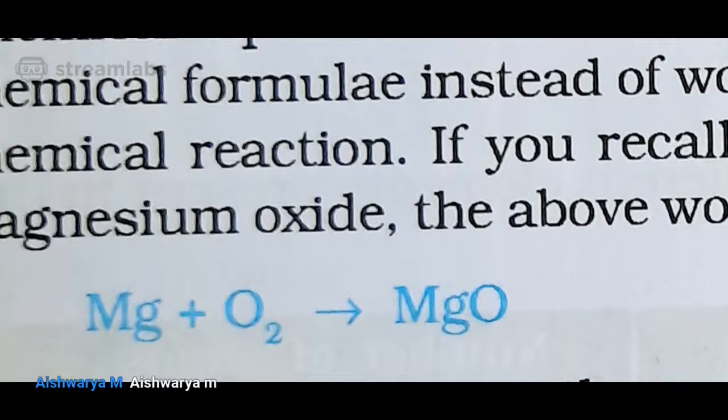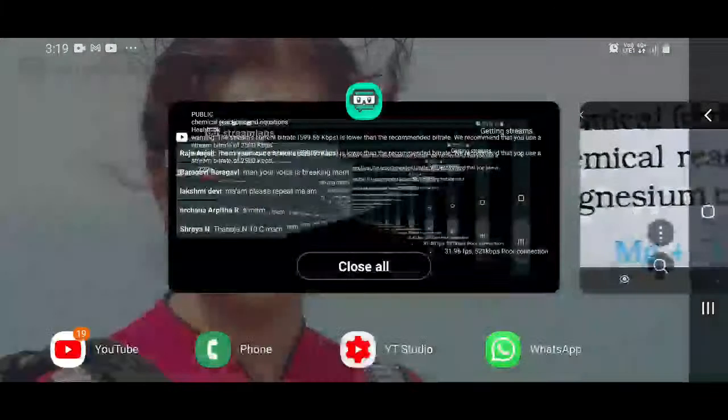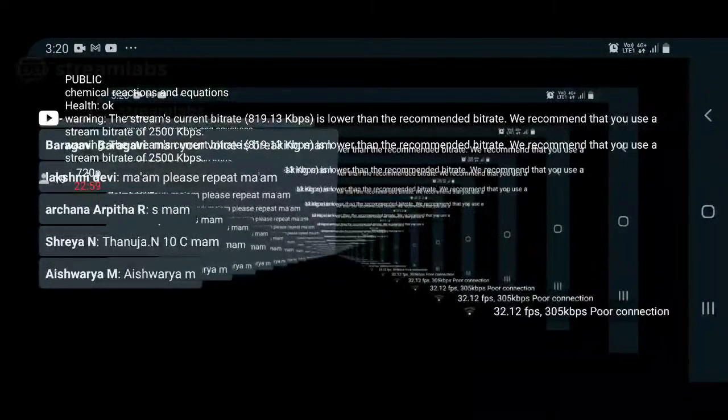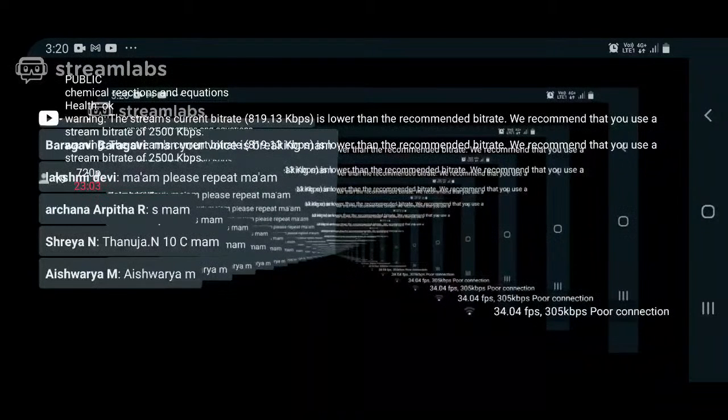In the same way, when you look at the LHS, there are 2 elements. When you look at the RHS, it is only 1 element, right? Okay, now as per the screen, how many elements and how many compounds are there at the RHS?